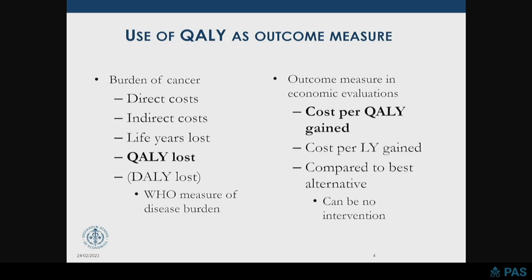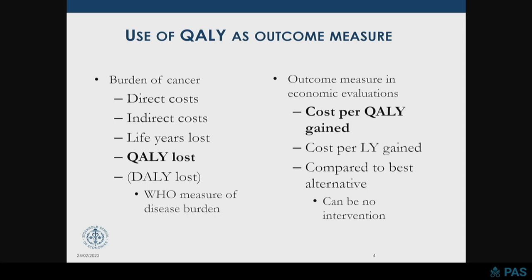WHO has a measure of disease burden called the DALYs, the disability-adjusted life years, which is in a similar way, but not really as precise in the measurement as the quality-adjusted life year. It could also be used as an outcome measure in economic evaluation. We can estimate the cost per quality-adjusted life year. We can estimate the cost per life year gained.